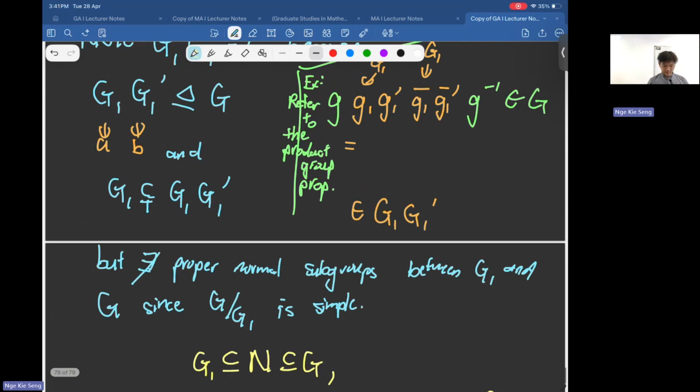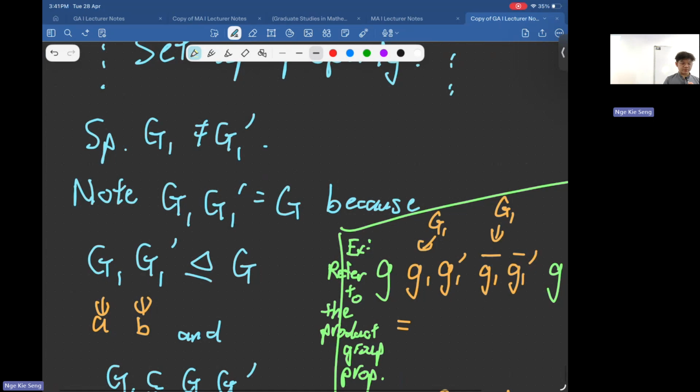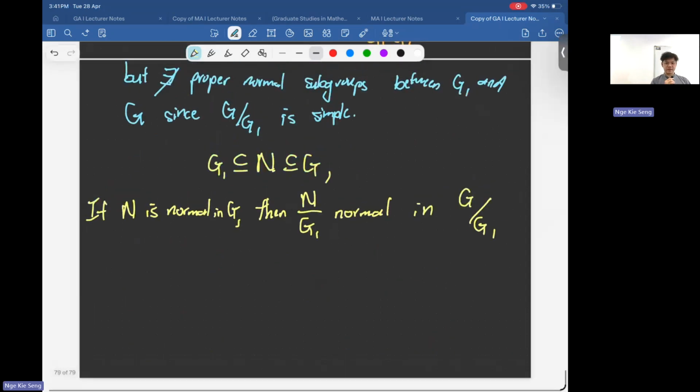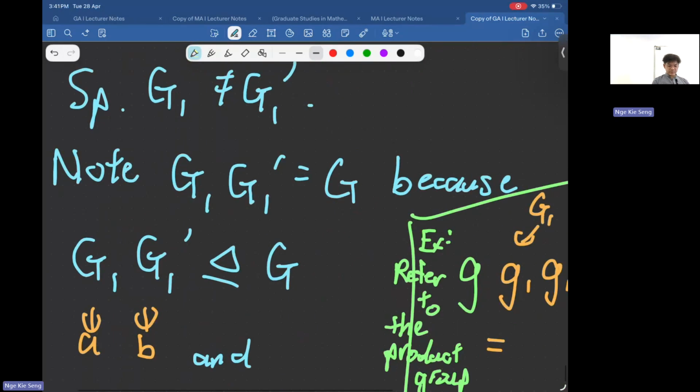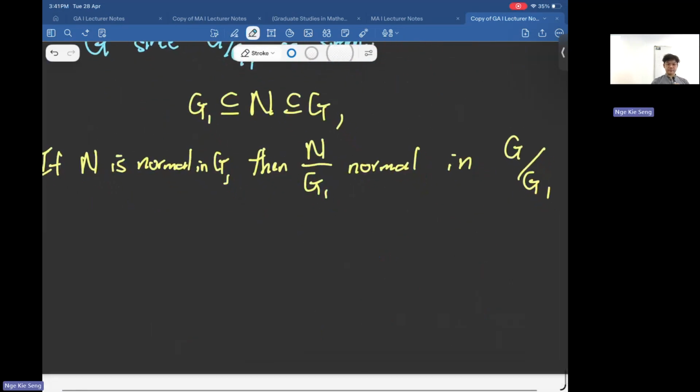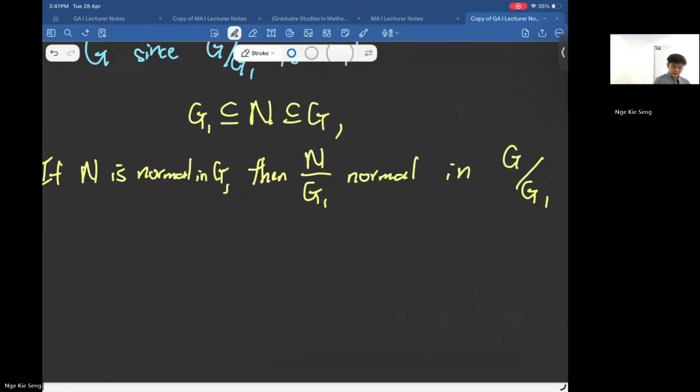Very good. So up to here, what do we know? We know that the product of G1 and G1 prime is G. Okay, and if you multiply these two together, we get G. The reason why we didn't write it as a product group is because the intersection of G1 and G1 prime might not be trivial. So it's not isomorphic to a product.